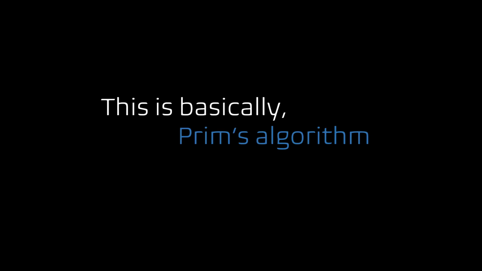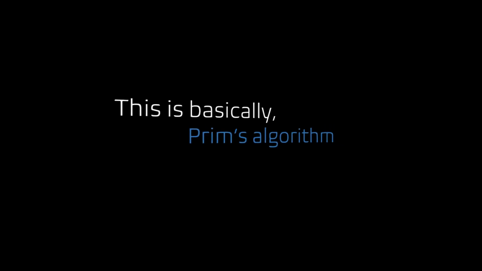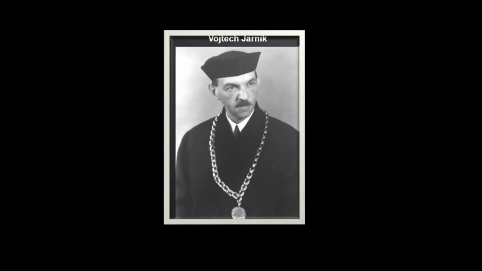So this is our famous Prim's algorithm, although the backstory is that this algorithm was actually found by the Czech mathematician Jarnik in 1930 or so, and Prim and Dijkstra rediscovered and republished this algorithm, and that's why it famously is now known as Prim's algorithm.